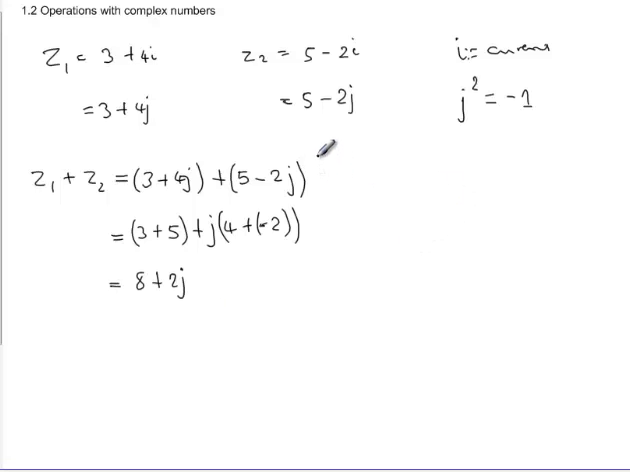Then let's do the subtraction, which is very, very similar. I will say now z2 minus z1. Then this is 5 minus 2j. Everybody now understand why I'm saying j, isn't it? Minus brackets 3 plus 4j. Again, the matching principle applies here. All together, guys.